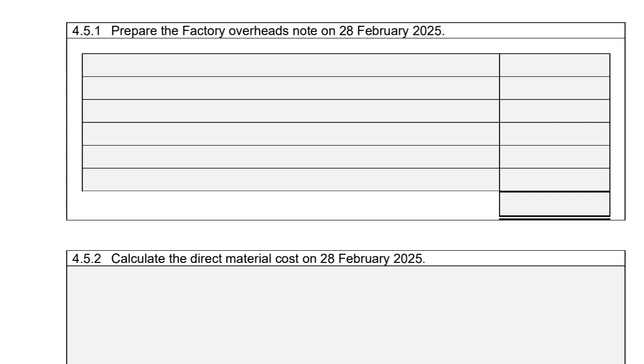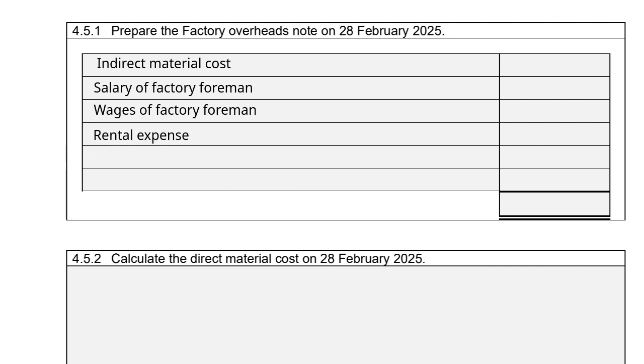4.5.1, prepare the factory overheads note on 28 February 2025. So firstly, you write down your format. It's going to be indirect material cost, your salary of your factory foreman, your wages of factory foreman, your rental expense, and any depreciation.